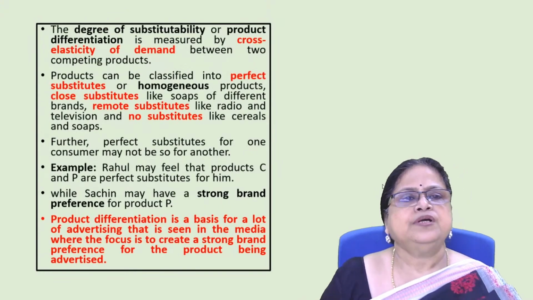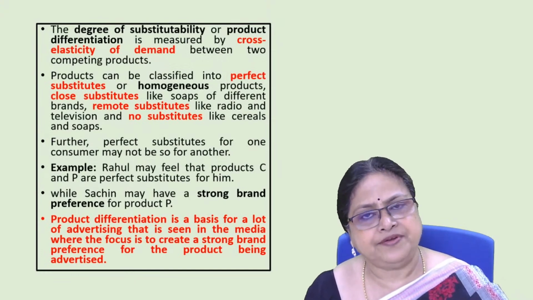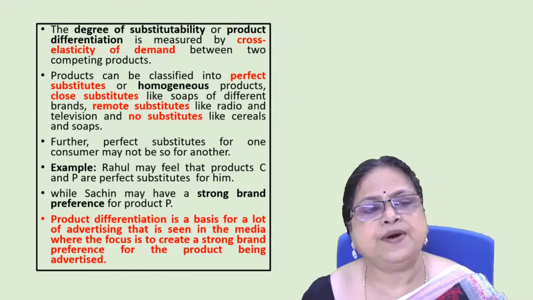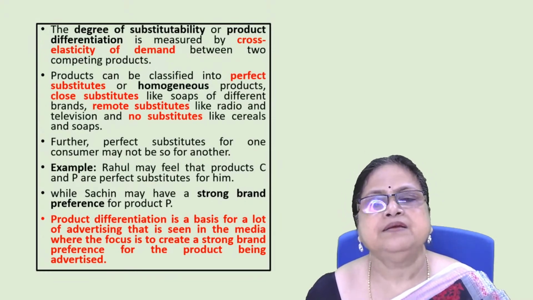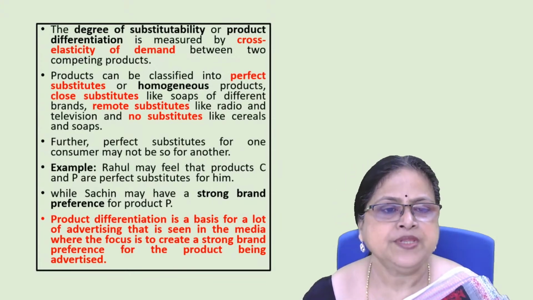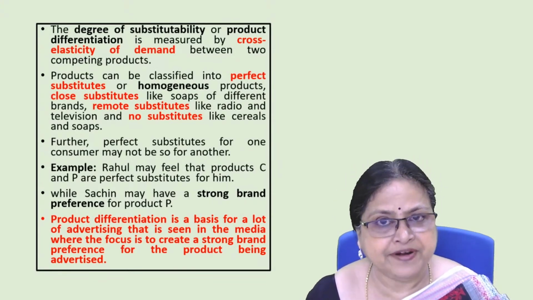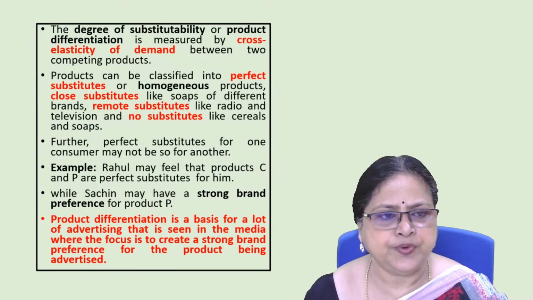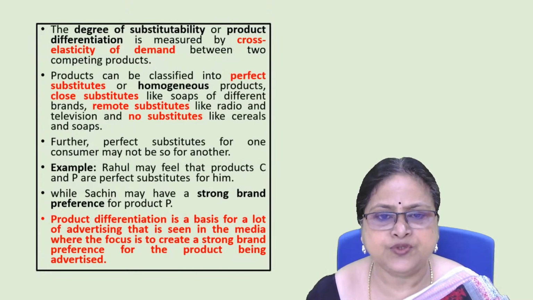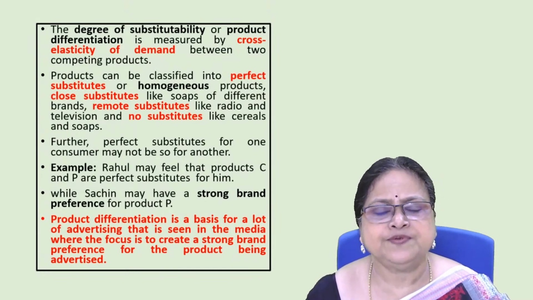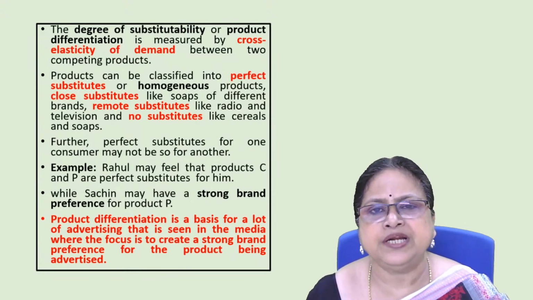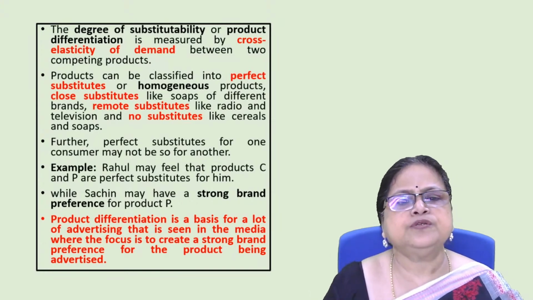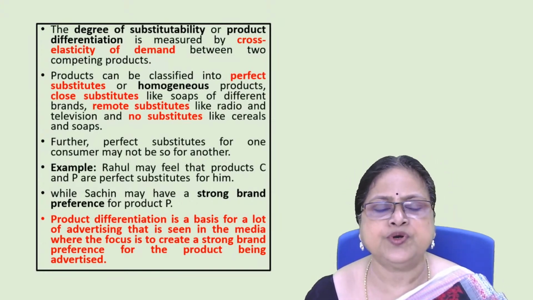Okay. Now, the degree of substitutability of products, or product differentiation, is measured by the cross elasticity of demand between two competing products. Products can be classified into perfect substitutes or homogeneous, that means you cannot make out any difference between two products, or close substitutes like soaps of different brands, remote substitutes like radio and television, they are totally different, radio is not a substitute for television, and no substitute like cereal and soaps, there is no connection.